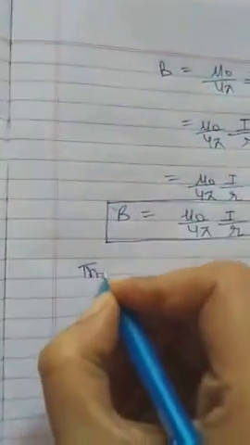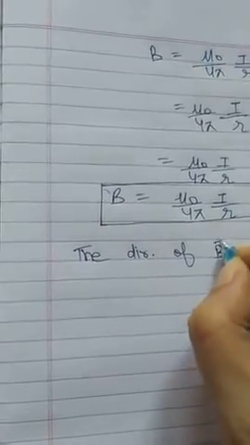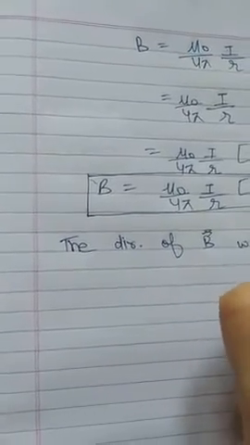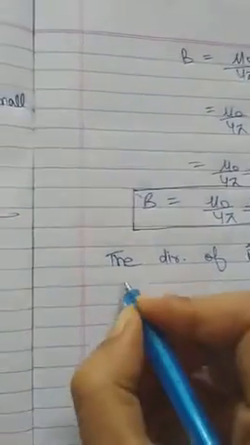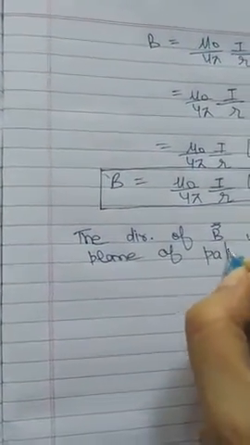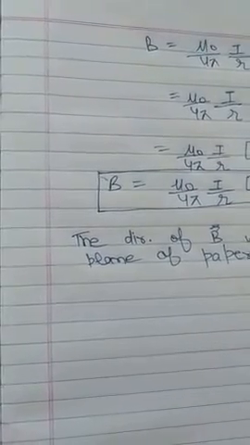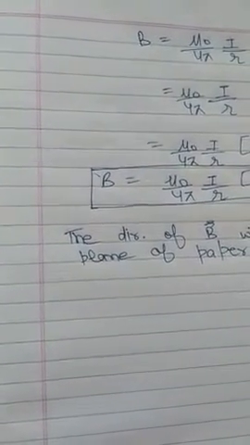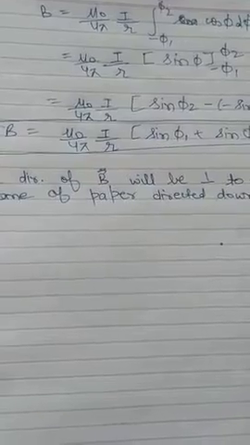So you can write here, the direction of magnetic field will be perpendicular to the plane of paper, directed downwards.